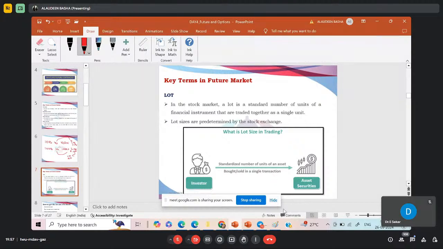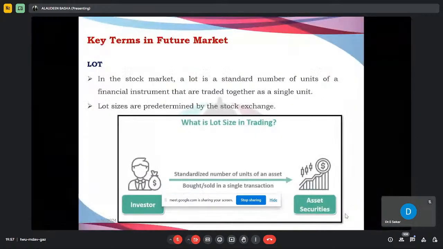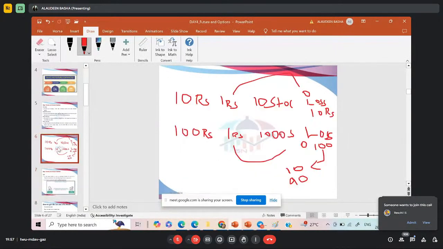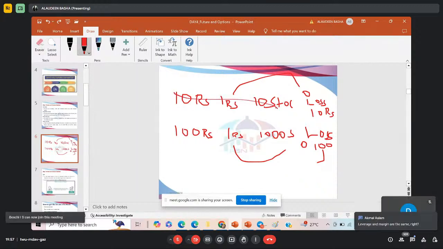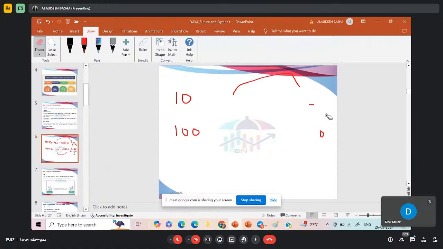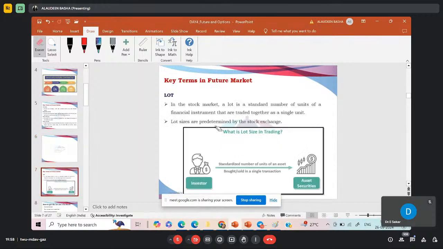Next one, very important, is lot. What is meant by lot? Simply, in the stock market and equity, you are able to buy a single stock. You can easily buy a single stock. But in futures, you are not able to buy a stock as a single quantity, and you don't decide how many quantities to buy, because lot means the stock exchange already decides how many quantities for a particular stock, based on market capitalization and volatility.